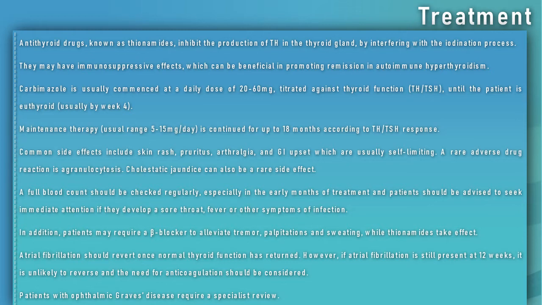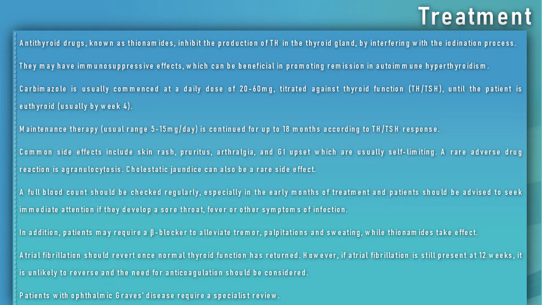Antithyroid drugs known as thionamides inhibit the production of thyroid hormone in the thyroid gland by interfering with the iodination process. They may have an immunosuppressive effect, which can be beneficial in promoting remission in autoimmune hyperthyroidism.